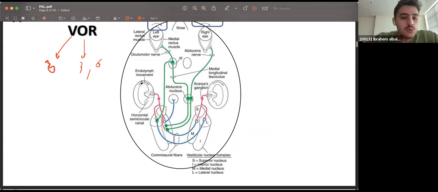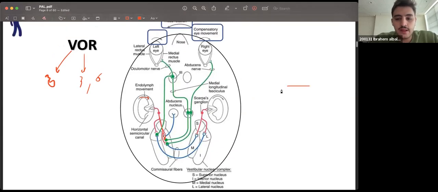So basically, as you move, the fluid in the endolymph in the inner ear will move. It will carry signals to the brainstem. The brainstem will then relay. So if you move your head to the left, okay, you want your eyes to turn to the right. So you want your right eye to contract its lateral rectus muscle. So you want to activate the lateral rectus of the right eye. So you want to activate the 6th cranial nerve. So activate the abducent nucleus.